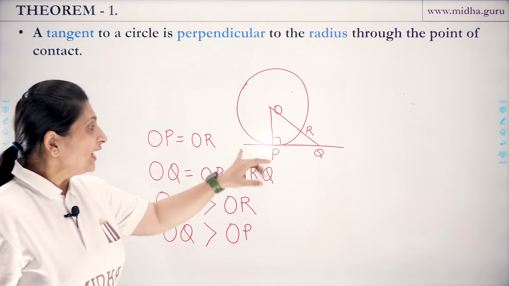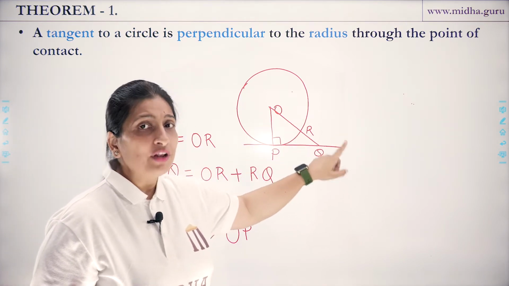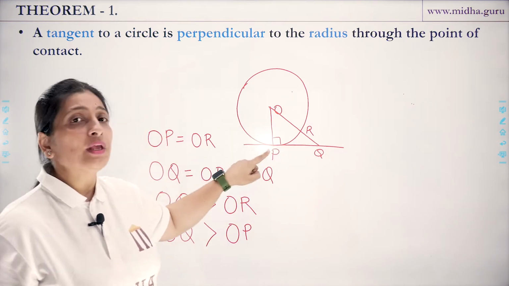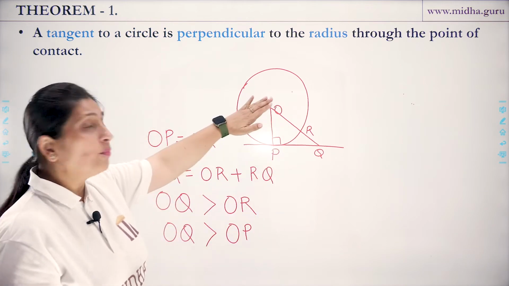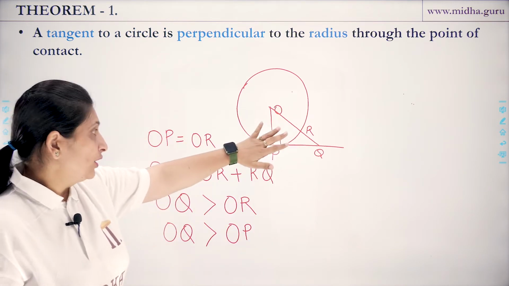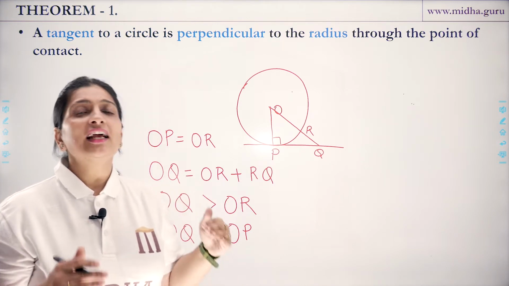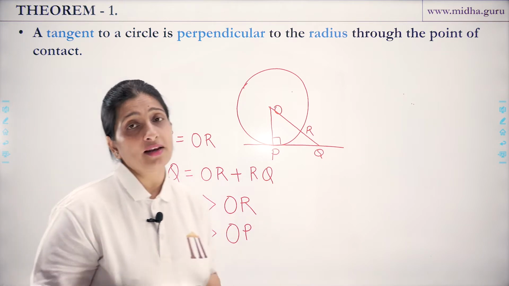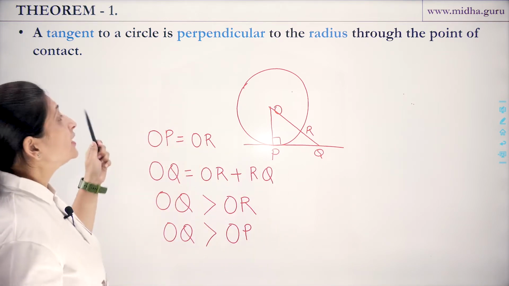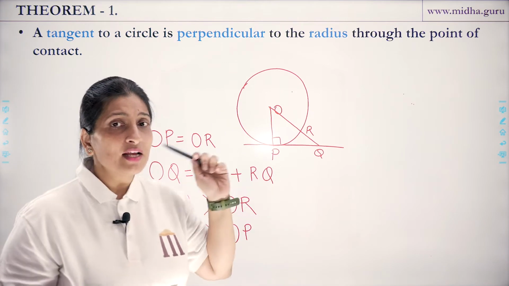Similarly, if we take any other point on this tangent, that line will be greater than OP. So we have proved that OP is the shortest distance from O to this line. If it is the shortest distance from O to this line, that means it is normal to this line, it is perpendicular to this line. So we have proved the theorem that the tangent to a circle is perpendicular to the radius through the point of contact.